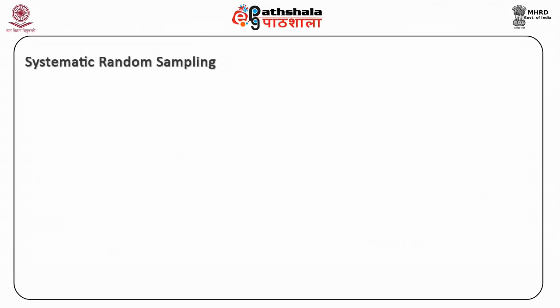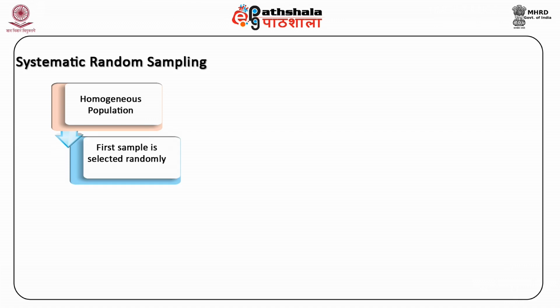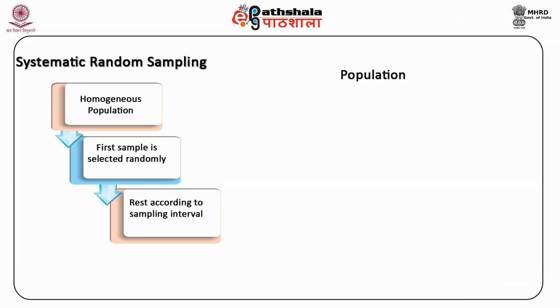The method is used when the population units are homogeneous and ordered in a random fashion and not in a pattern. In systematic sampling, the sampling units are selected at equal distances from each other in the frame, with random selection of only the first unit. A sampling interval is calculated by dividing the population size by the desired sample size.